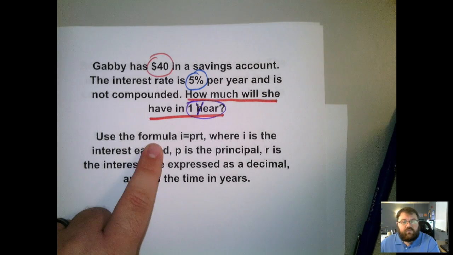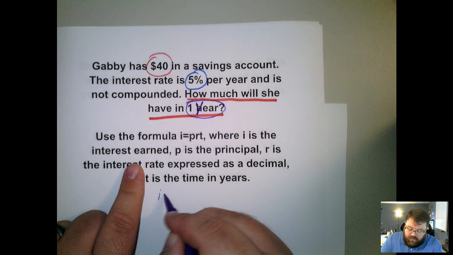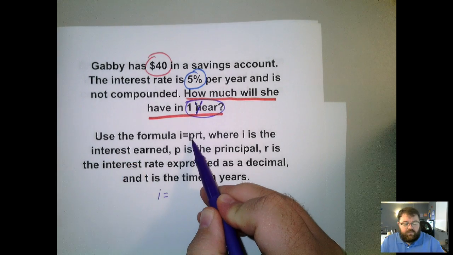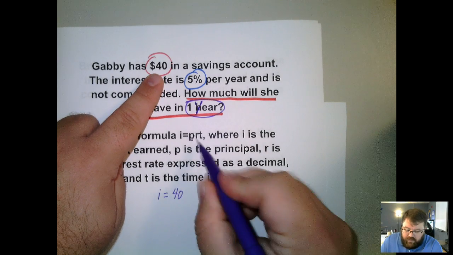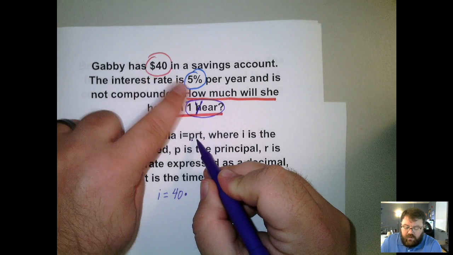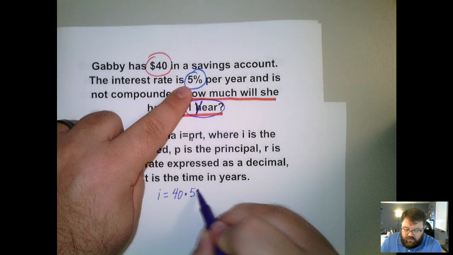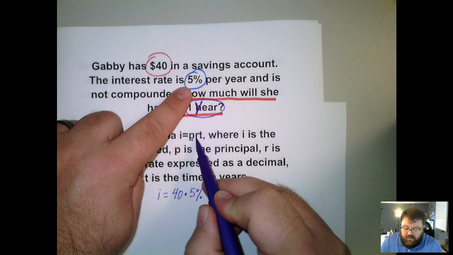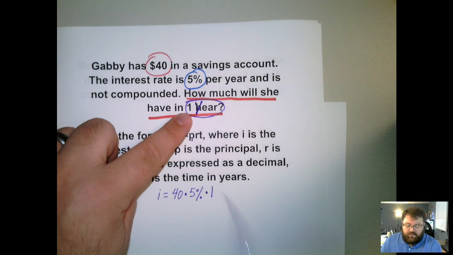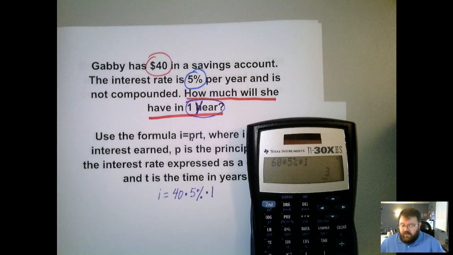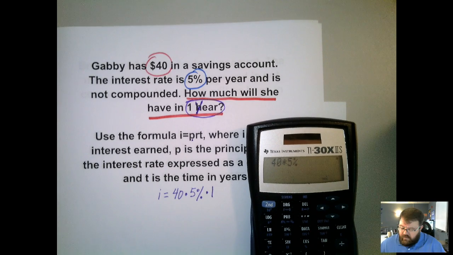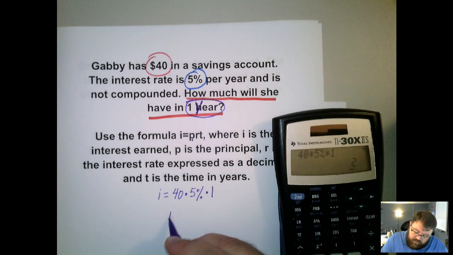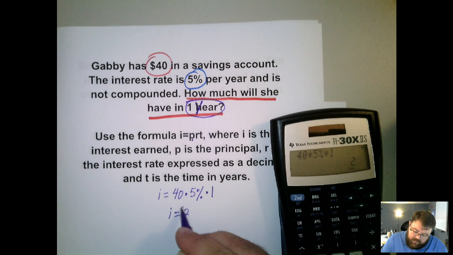So now I have my formula. Interest is equal to principal. Principal is how much money she's putting in. She's putting 40 bucks in, so we have 40 times the rate, which is 5%, times the time, which is 1 year. So in your calculator, you're going to say 40 times 5, second, open parentheses, times 1. Hit enter, and I get 2. So the interest is equal to $2.